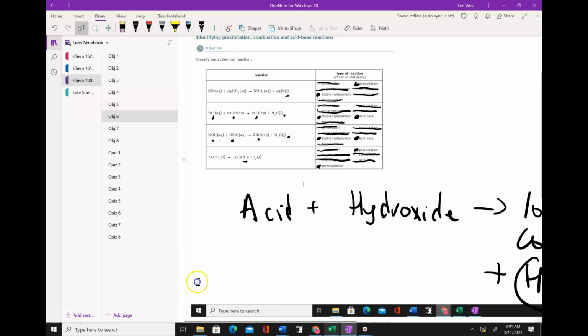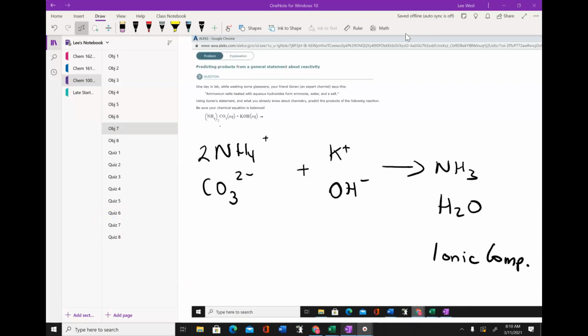Okay, looking good. Okay, so in this type of problem, what you're asked to do is to finish off a chemical equation given some information. So we're told that ammonium salts heated with aqueous hydroxides form ammonia, water, and a salt.